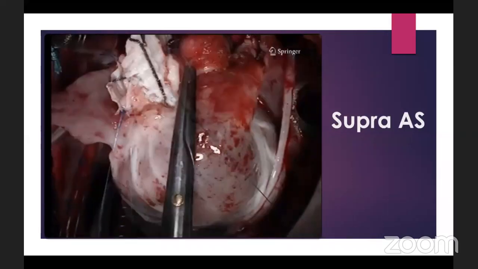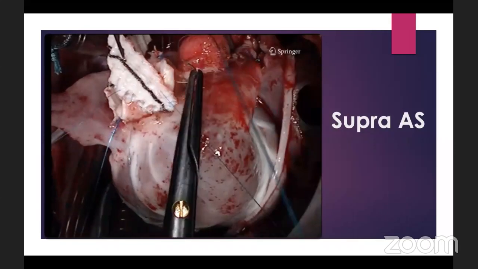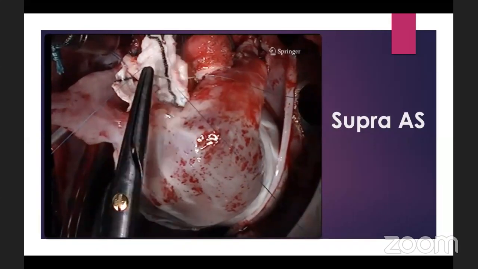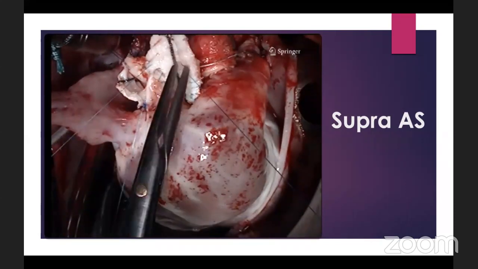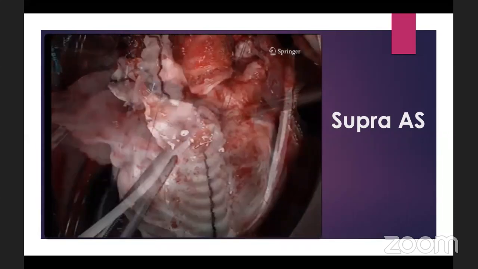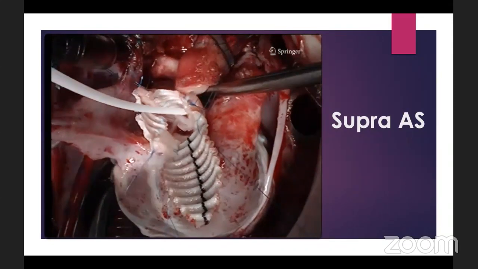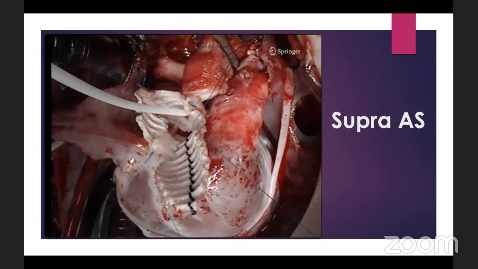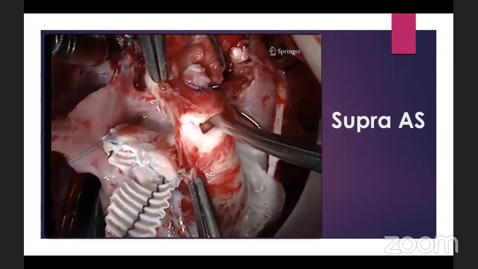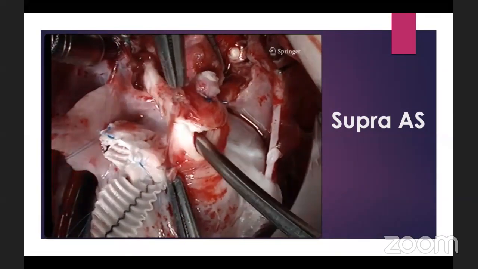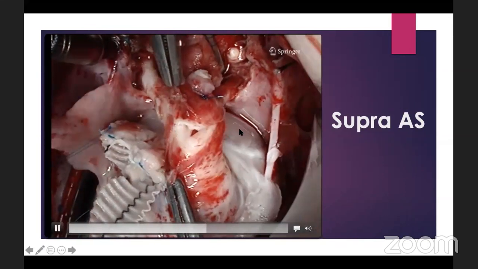I'm not sure there is a number in terms of guidelines just for peak gradient specific to this pathology, but I would probably expect that most of these patients at the time of the operation have much higher gradients than 40 and 45. So this is the final, you can see the anterior patch has been left long to enlarge the area. This is the pulmonary artery component.